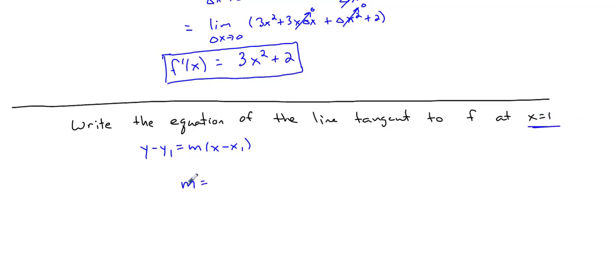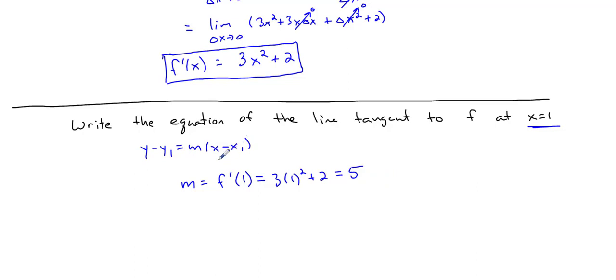Well, slope then, for the graph of f, will be the derivative evaluated at 1. That'd be f prime of 1. Evaluate the derivative at 1 and you get 3 times 1 squared plus 2, and you get 5. So the slope of the graph when x is 1 is 5.